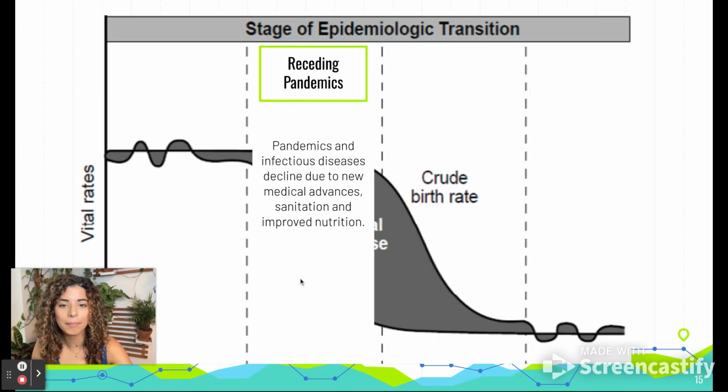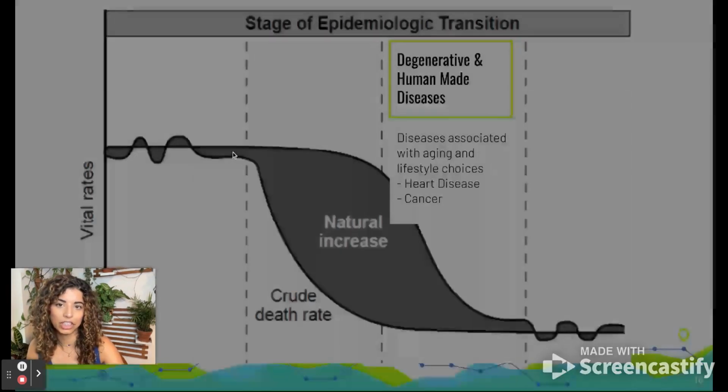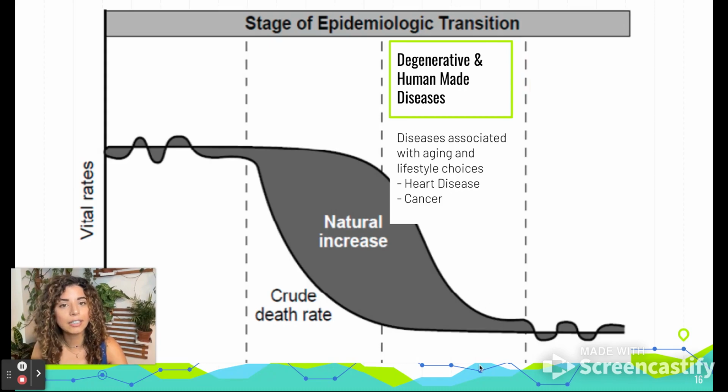And then in this next stage, in stage 2, receding pandemics, again, less likely now, less infectious diseases. There's better medical advancements in sanitation, so people are living longer in stage 2. Then in stage 3, we start to see more degenerative and human-made diseases. So basically diseases that are associated with aging and lifestyle choices. So like heart disease, cancer, we see this starting in stage 3 and then definitely in stage 4 and 5. So people being able to live with chronic diseases.